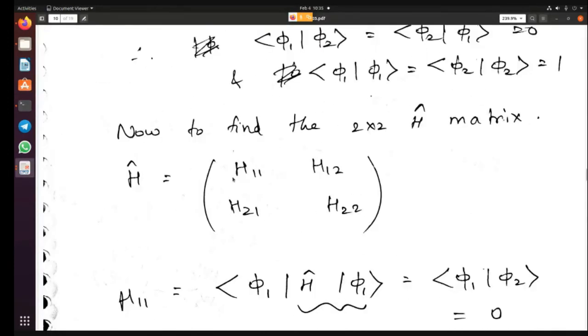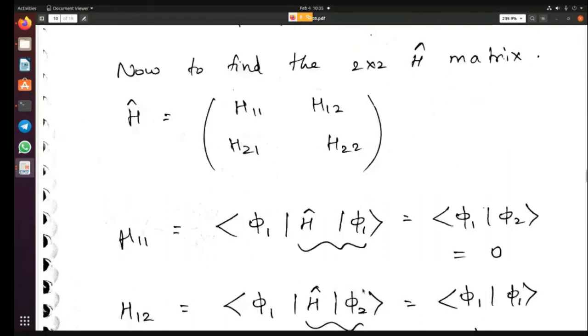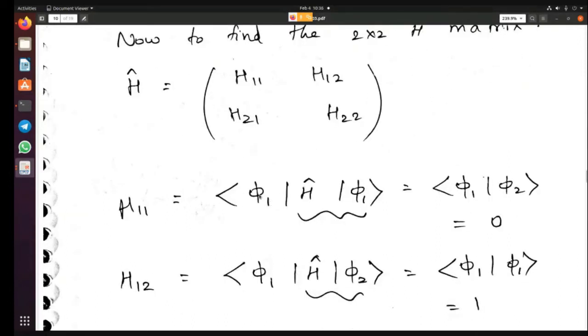The 2 cross 2 matrix will be something like H11, H12, H21, H22. So we have to find it. So how do we find it? H11 is nothing but the expectation value of H with the state phi1. If you do this, you'll get phi1 H phi1, right? How do you get the expectation value? This is the formula for expectation value. So you have phi1 H phi1.